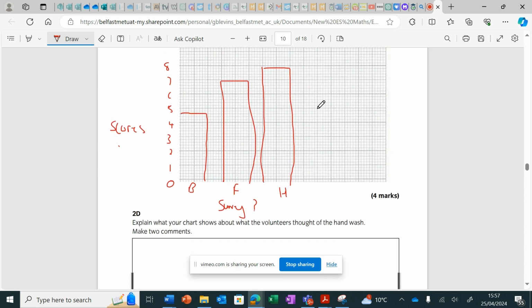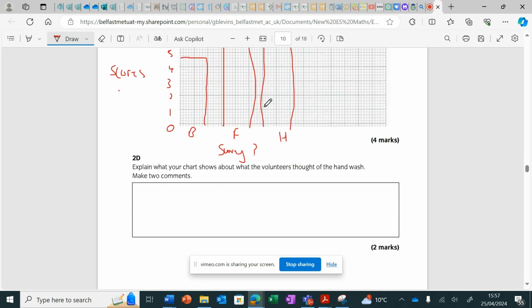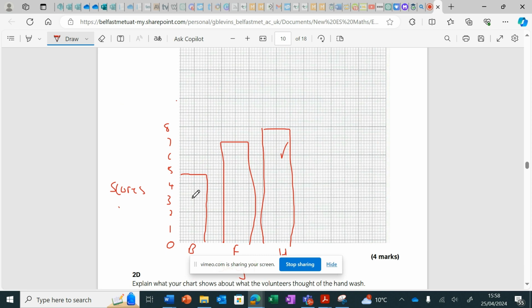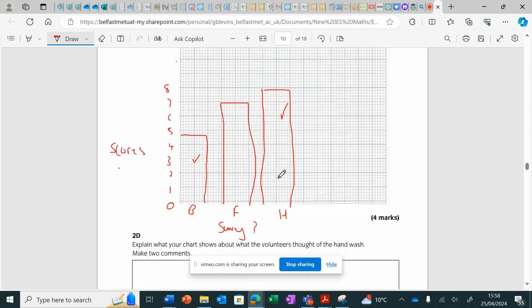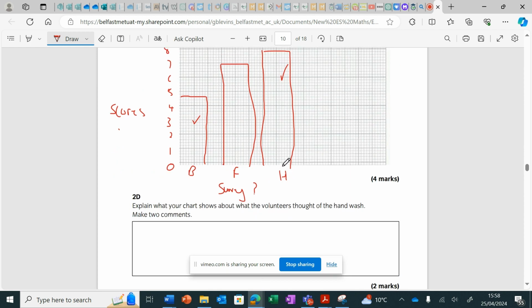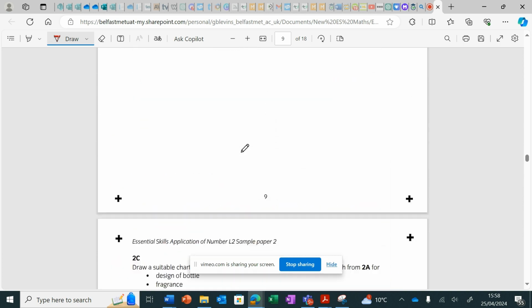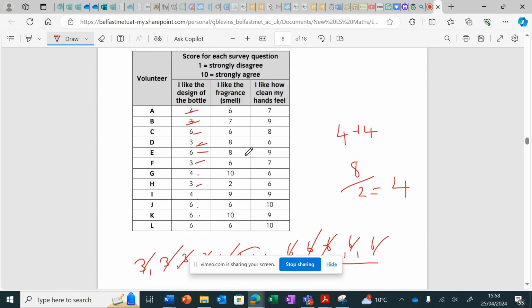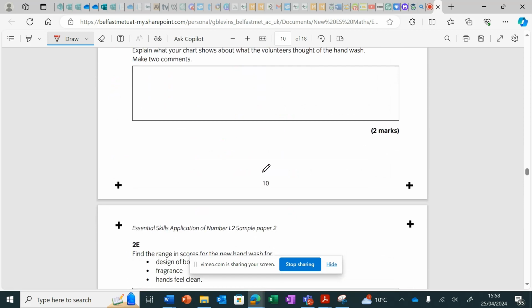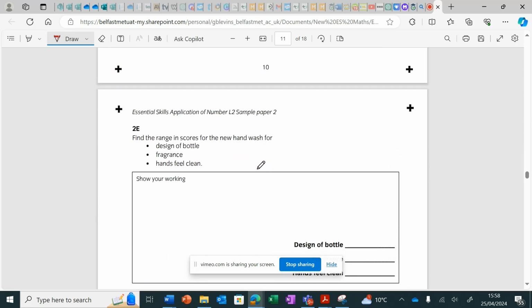Okay, so bar charts are nice. Make sure you label them. Explain what your bar chart shows about what the volunteers thought of the hand wash. Make 2 comments. Pick the tallest column and the smallest column. The tallest column is the one that they gave the highest scores to. So they felt "hands feel clean" was the best thing about the product. And the lowest score here, which is B, the first one, which is design of bottle. They felt the design of the bottle was the worst feature about the hand wash.